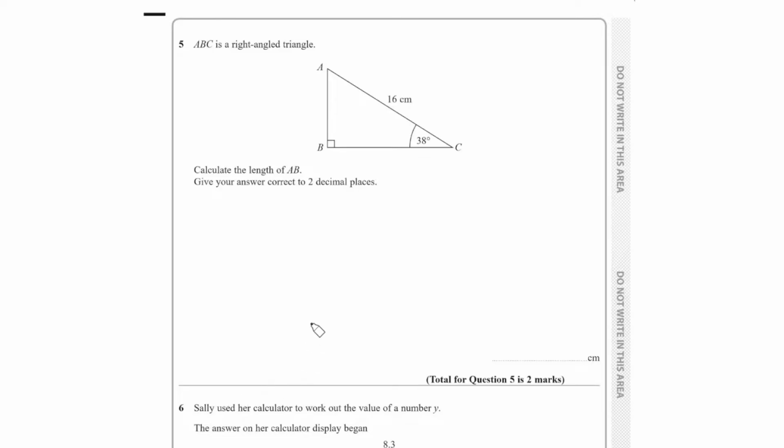Question 5, so ABC is a right angle triangle. Calculate the length of AB. So this is obviously just normal trig, isn't it, SOHCAHTOA? We want to know the opposite. We've got the hypotenuse, so that tells me that I need to use sin. So my actual calculation, because I'm looking for the opposite, would be sin 38 multiplied by the 16.